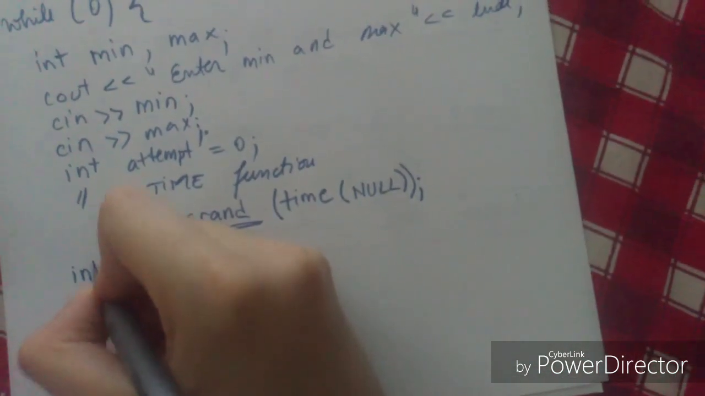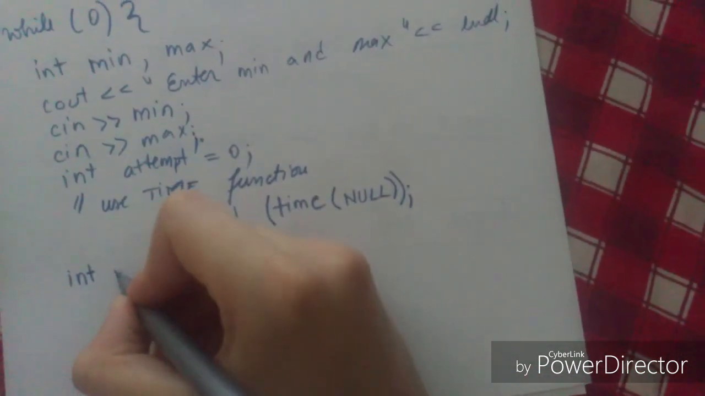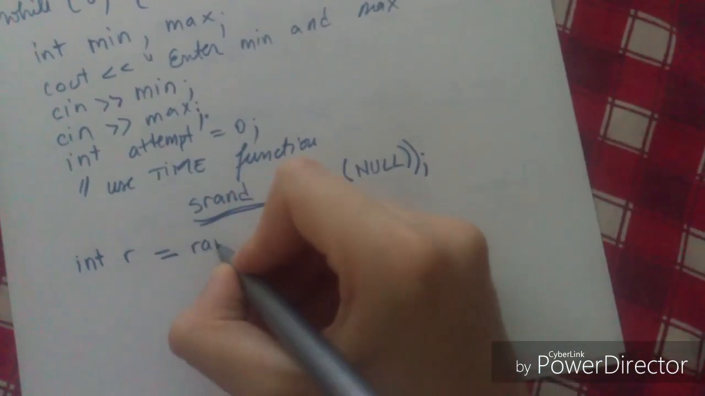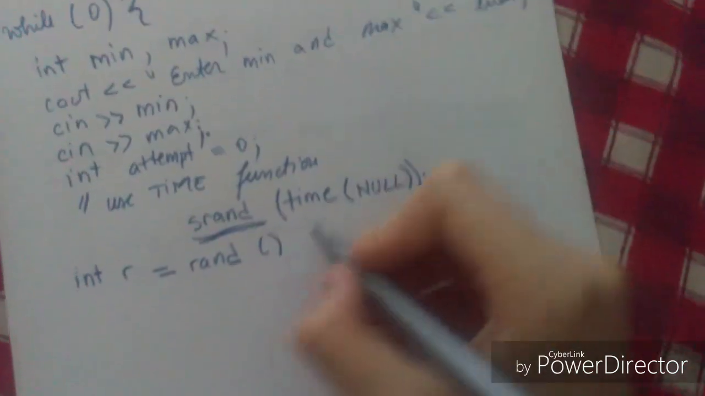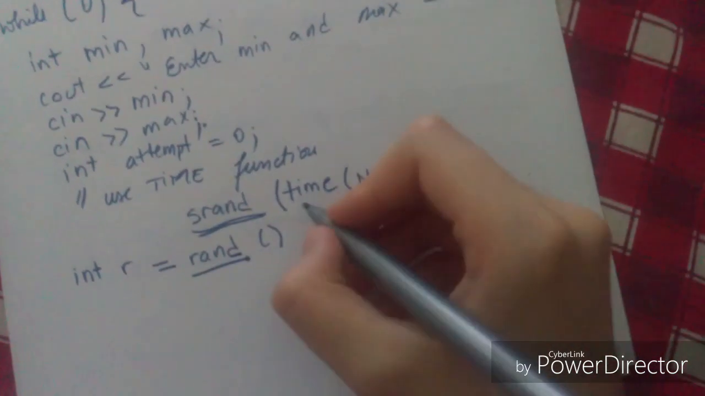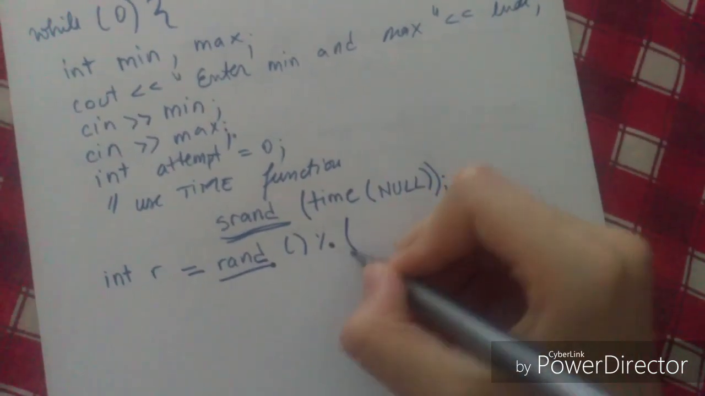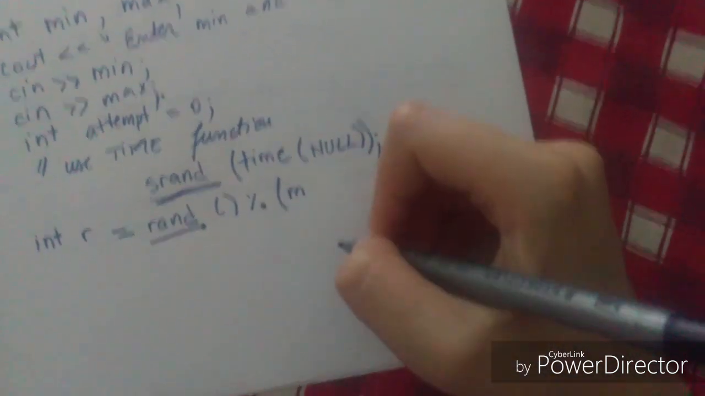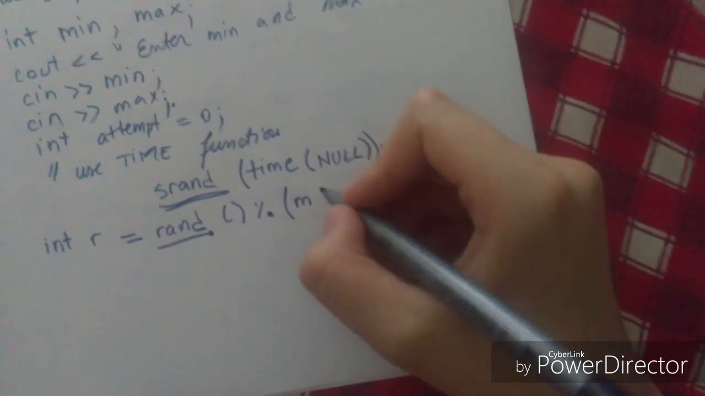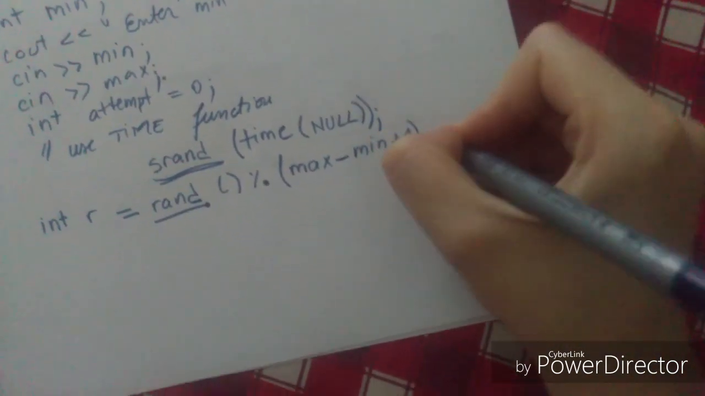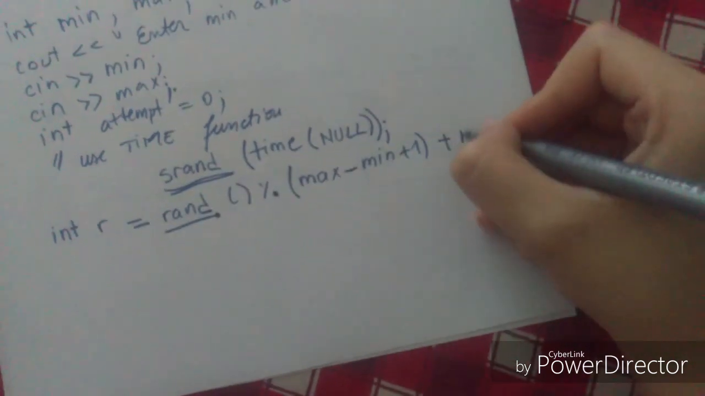And then we're going to create a number. As I said, I'm going to say this is r for me, so r is going to be equal to rand. That's the rand function over here. And then we're going to use the modulus to apply the formula that I just gave you in the previous steps. And we're going to say max minus min plus 1, and then everything plus min.